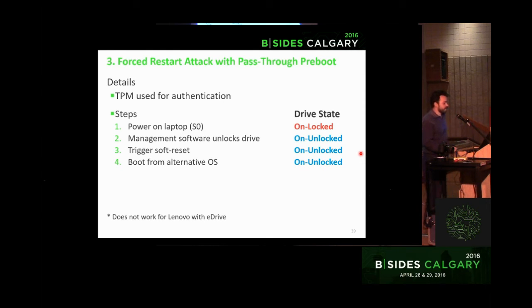Another technique is the forced restart attack. So if we have a pass-through pre-boot authentication again, that means when we power on the laptop, TPM automatically unlocks it. The steps that we can do is we'll just power on the laptop so that the machine starts. We'll wait for the management software to unlock it, and then we'll find a way to crash the machine. And when you crash the machine, what happens is that the machine will restart, but the drive will remain unlocked.